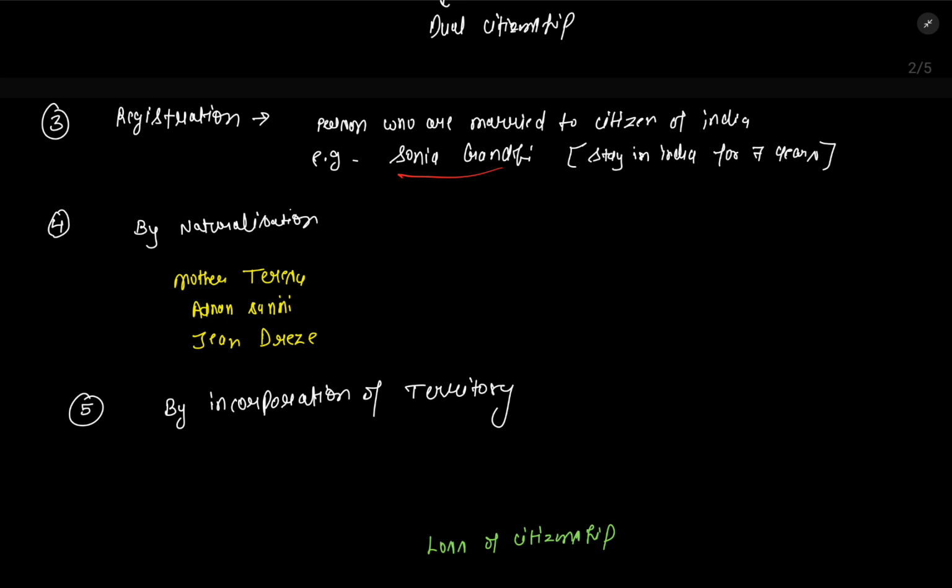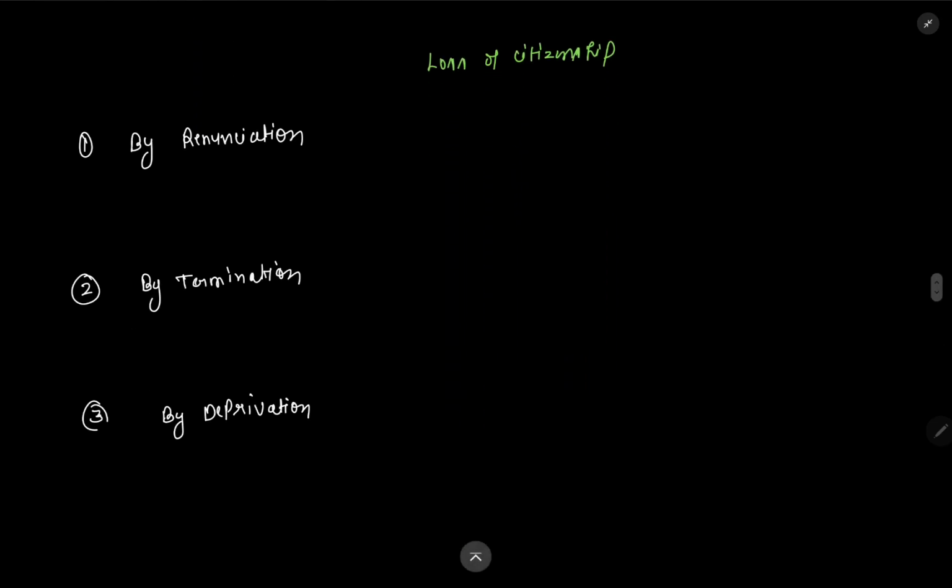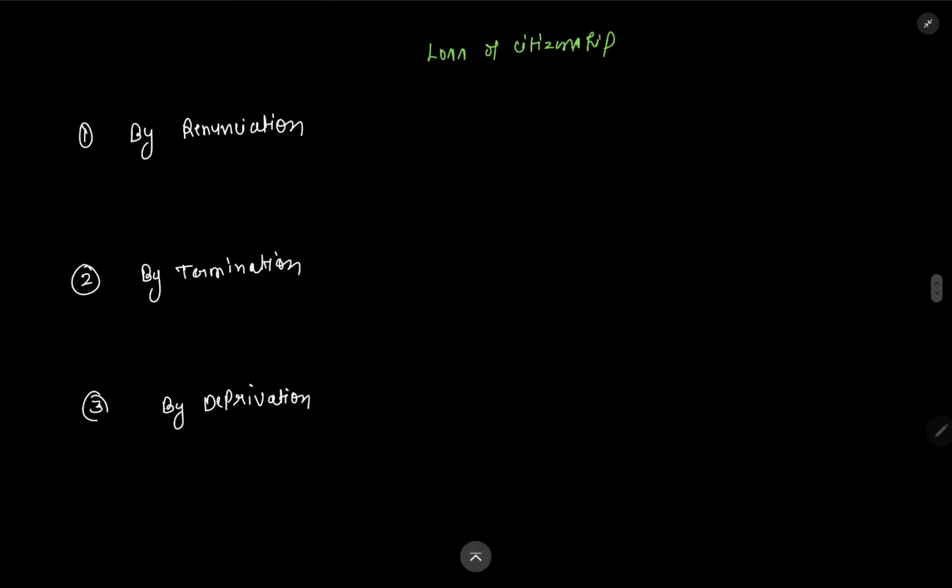Apart from that, I told you that you should know at least one language that is mentioned in the 8th Schedule of the Indian Constitution. There are 22 languages in total, and out of that, you have to know at least one of them. For example, there are many persons, like Mother Teresa. And the next is the incorporation of territory. If India acquires any territory, then the members of that territory automatically, though not all, become citizens of India, but there will be a process, and the rest of them will become citizens of India.